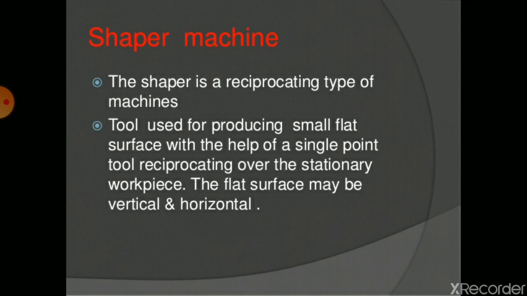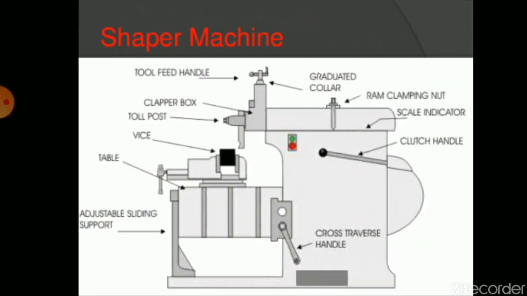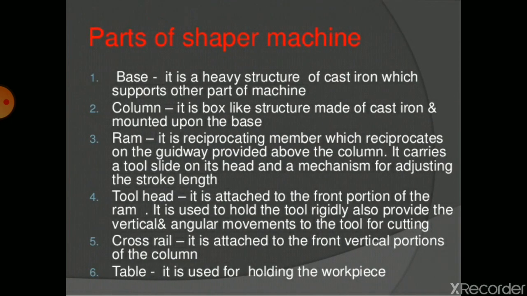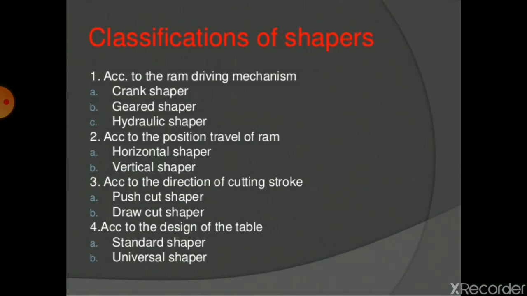First is shaper machine. The shaper is a reciprocating type of machine tool used for producing a small flat surface with the help of a single point tool reciprocating over the stationary workpiece. The flat surface may be vertical or horizontal. This is the shaper machine and its different parts. Parts of shaper machine are base, column, ram, tool head, cross rail, table.